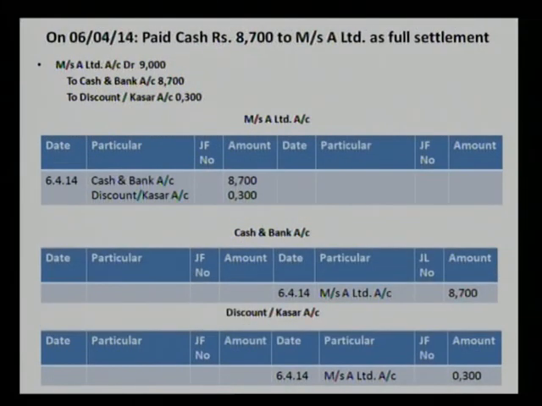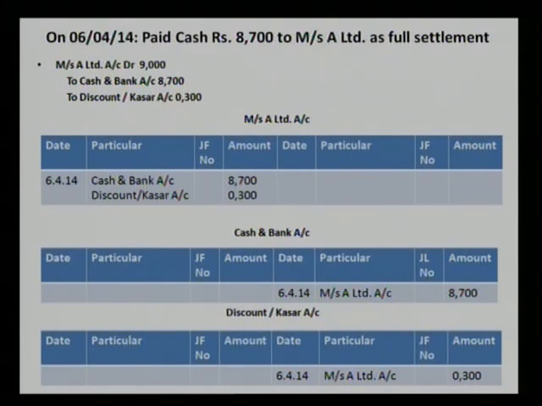Let us go for transaction number 6. On 6th April 2014, paid cash rupees 8,700 to Messrs A Limited as full settlement of rupees 9,000 outstanding payable. So 300 rupees will be treated as the discount received or Kasar account, that will be considered as the additional income for the business. So the accountant has passed the entry. Now let us post the entry.